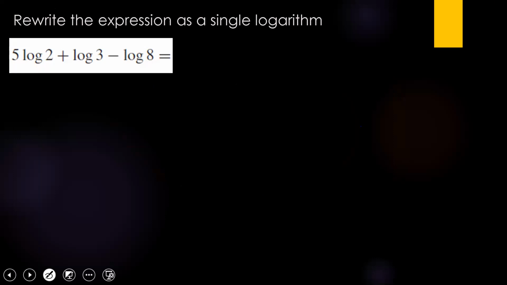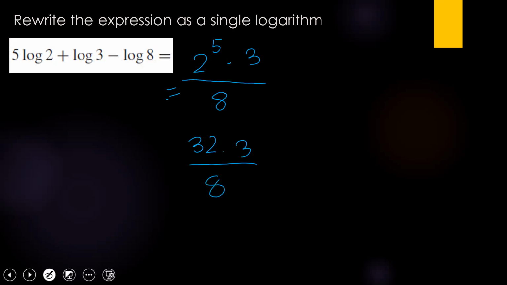So, 5 log 2. What does it mean? Log 2 to the power 5. It is 2 to the power 5. Now, plus 3, that means it is times 3. Minus log 8, that means it's divided by 8. Two to the power 5 is 32, times 3 over 8. So the answer here is 12.